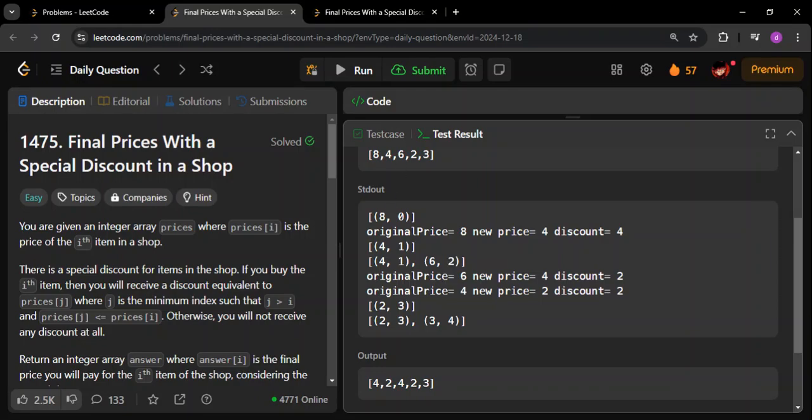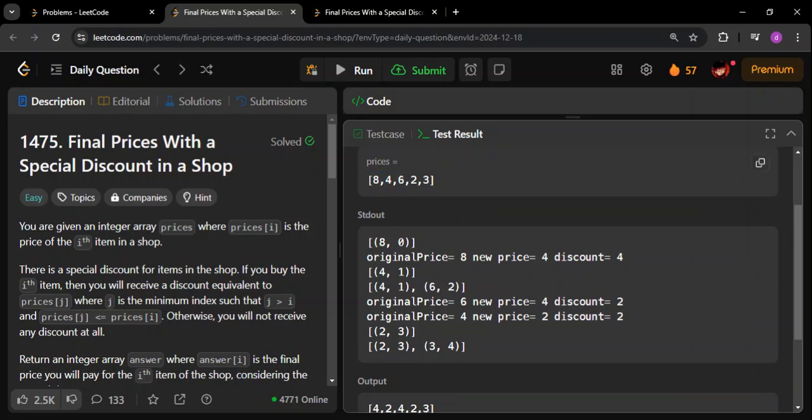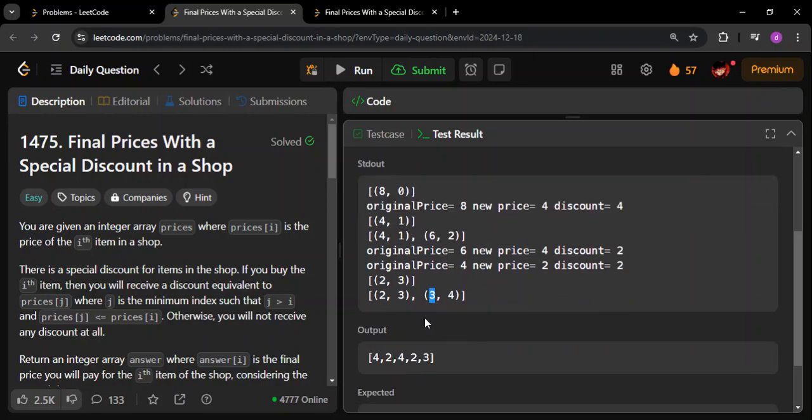Now comes the 2. After 4 and 6 are popped out, 2 will be inserted. At last, 2 is the only element in the stack now. Now comes the last element, which is 3. While inserting 3, I will check whether the top element is greater than 3 or not. In this case, 2 is not greater than 3, so 2 will remain and 3 will also remain. Then the loop will be over. That means for these two elements there will not be any change. They will remain as they are.